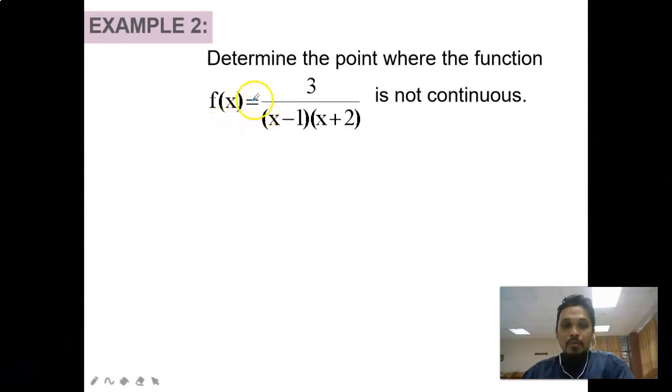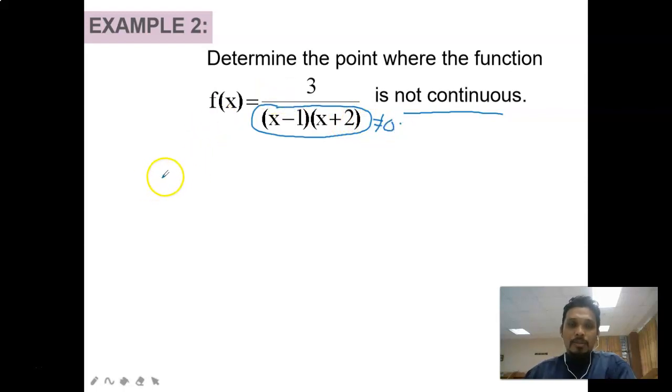Okay, as we know, the function we see here is a fraction: 3 divided by (x minus 1) multiplied with (x plus 2). Determine the points where the function is not continuous. As we know, the denominator cannot be equal to 0. So that means x cannot be equal to negative 1 and x cannot be equal to negative 2.